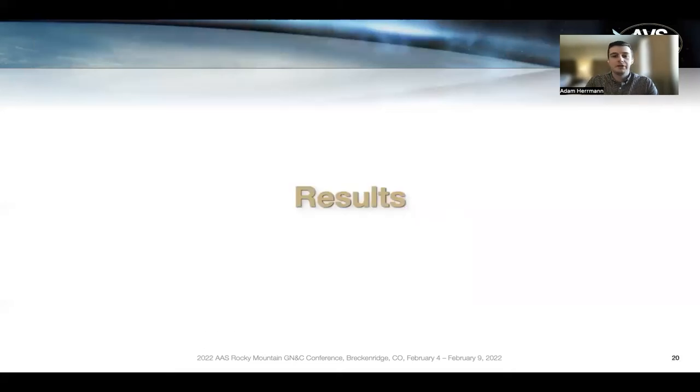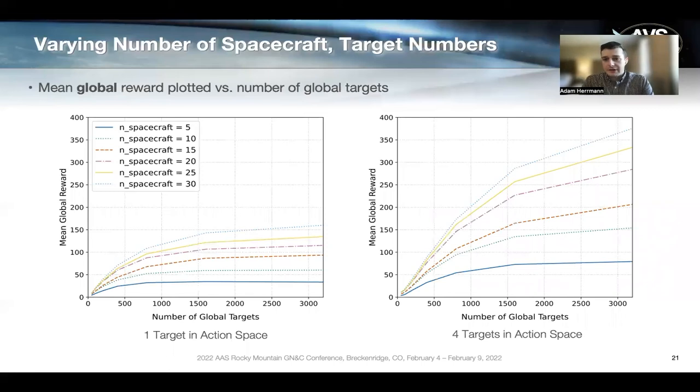Okay, now on to the results. For this first experiment, we vary the number of spacecraft and target numbers, and we plot the mean global reward, or the total reward achieved. We do this for different numbers of spacecraft, all the way from 5 to 30, and we hold the number of orbital planes constant at 5, so we're not changing too many things at once.